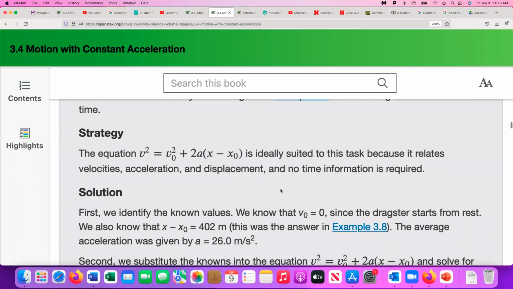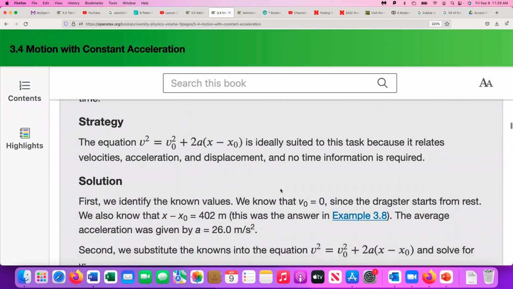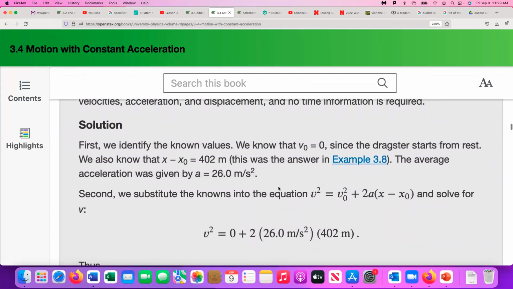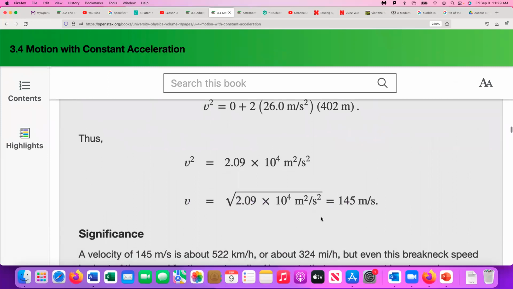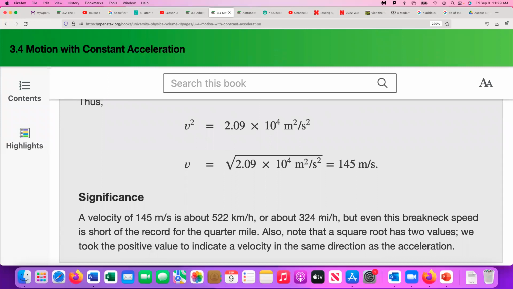We can do this with the drag racer again, but this time we're going to calculate the final velocity by plugging in the initial velocity, which is 0, the acceleration of 26.0 meters per second squared, and the total distance traveled, or x minus x naught, which is 402 meters. Plug all those in, calculate, and we get a velocity of 145 meters per second, which is reasonable. It's about 300 miles an hour. That's pretty normal for a drag racer. In fact, it's a little low for a drag racer.